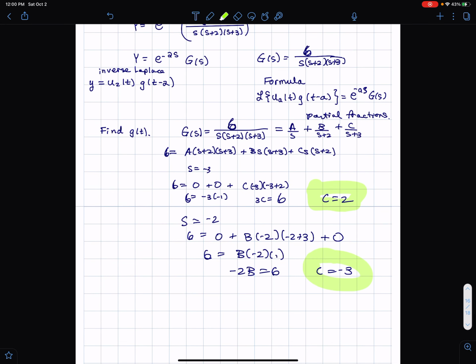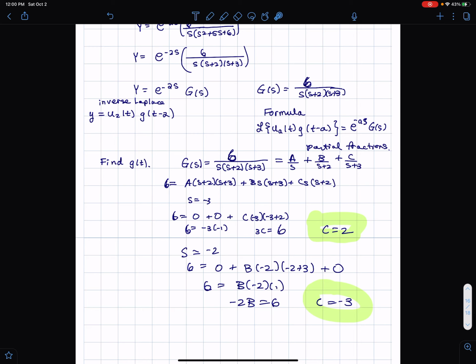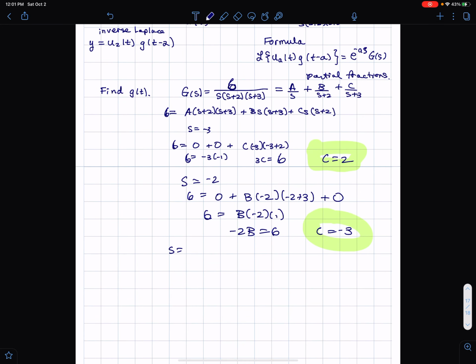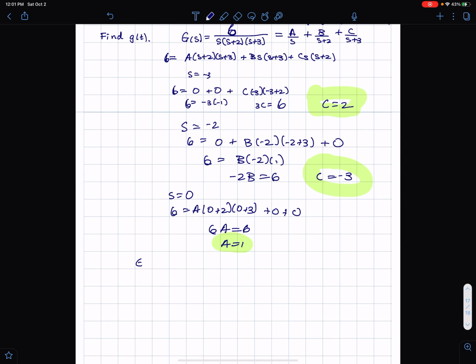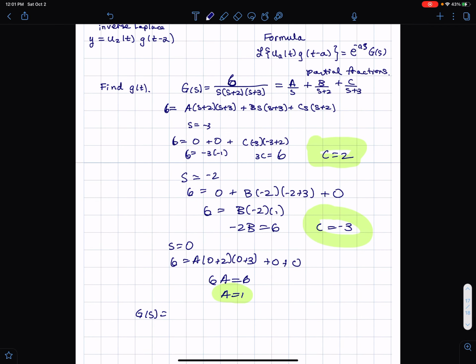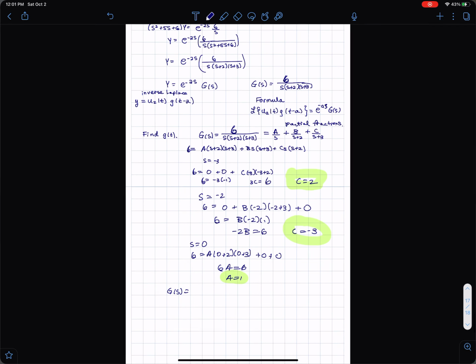All right, and then let's pick another number. s is 0. That'll kill the b and c terms, and I'll be able to solve for a. So s equals 0 gives 6 equals a times (0 plus 2)(0 plus 3), plus 0 plus 0. So 6a is equal to 6, so a is equal to 1. Got that. So again, then G of s, copying and pasting what I have up there, is going to be 1 over s.